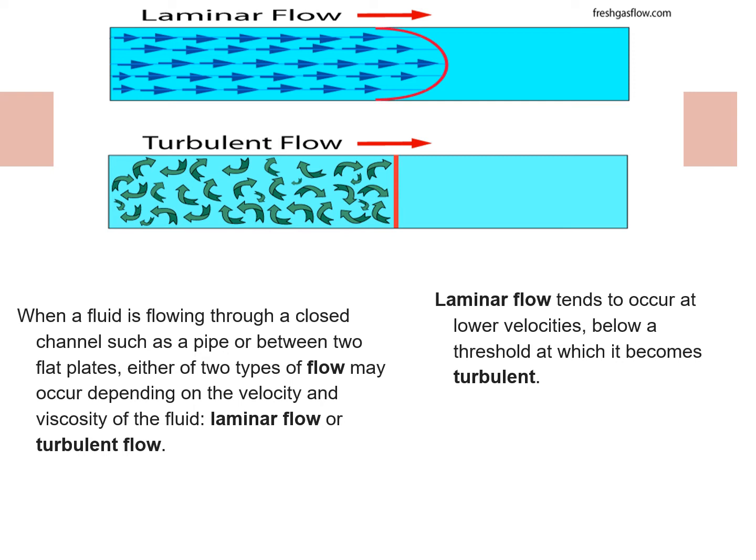Now when a fluid is flowing through a closed channel such as a pipe or between two flat plates, either of two types of flow may occur, depending on the velocity and the viscosity of the fluid. Laminar flow or turbulent flow can be seen. Laminar flow tends to occur at lower velocities, below a threshold at which it becomes turbulent.